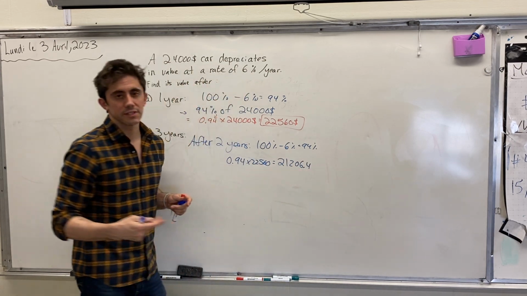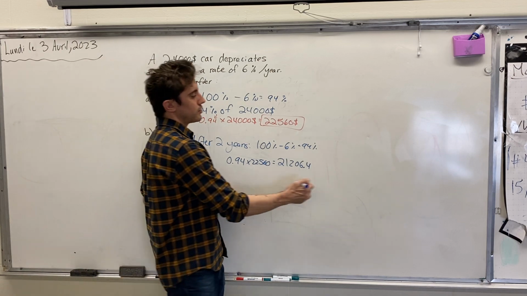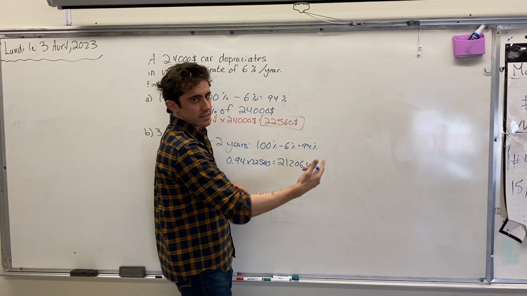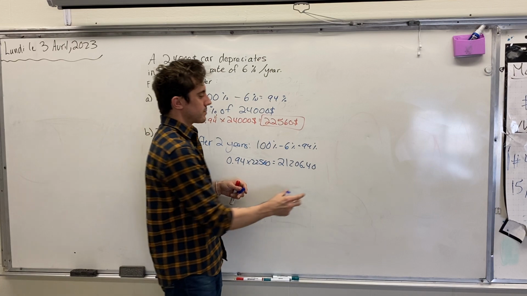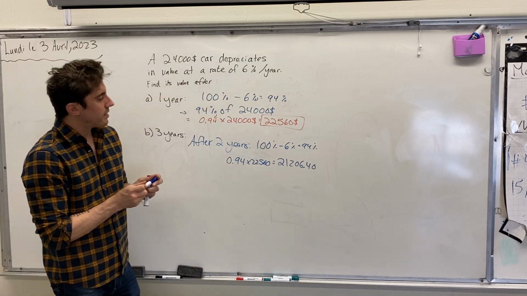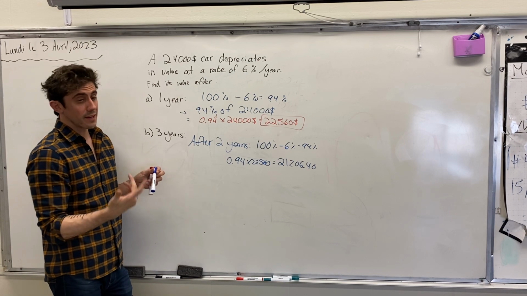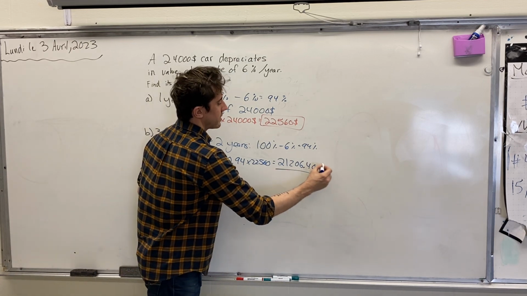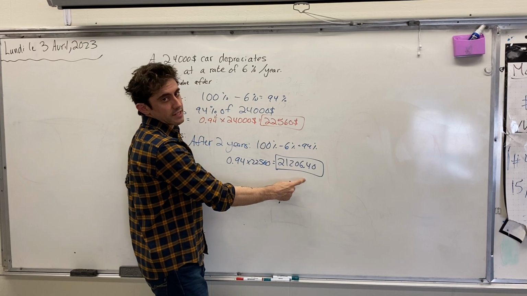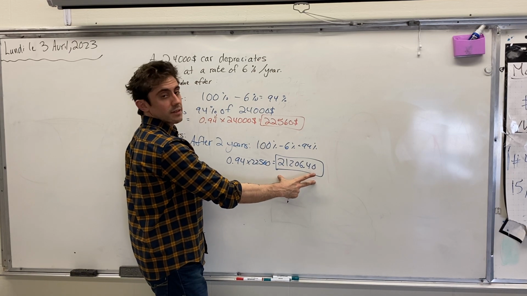However, whenever we're dealing with money, I always tell my students to keep 2 decimal places because that's the cents place, and when we're discussing money, that seems like the appropriate thing to do. And so here's its value after 2 years, and after 3 years, we again have to be mindful of taking away 6% of the previous year's value. So 6% of this one.